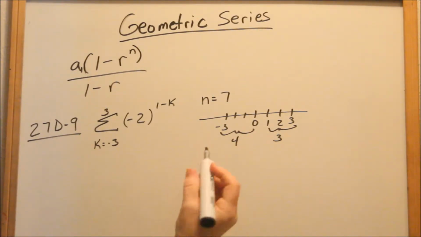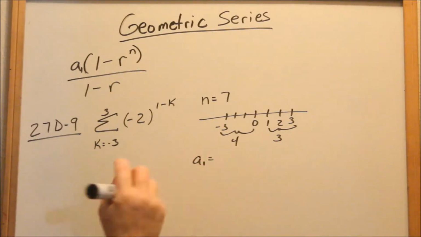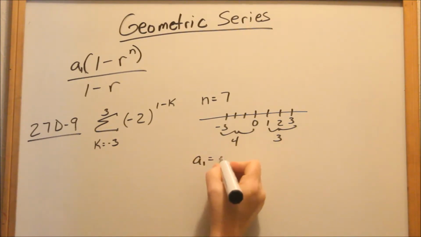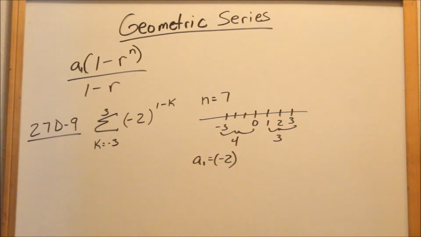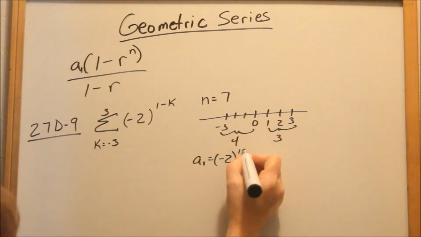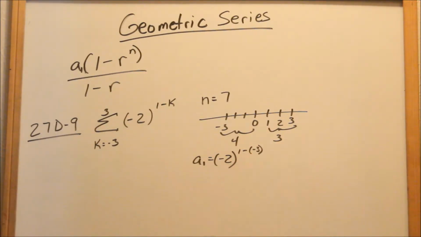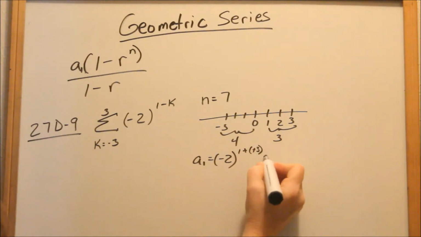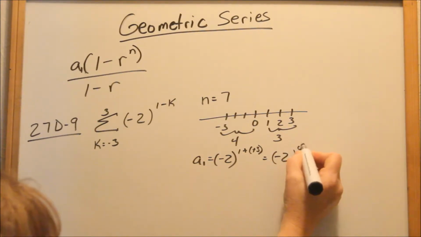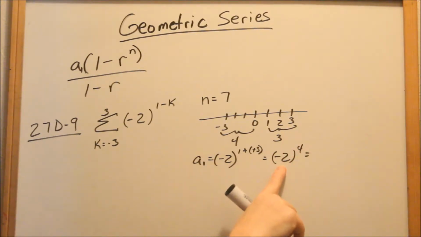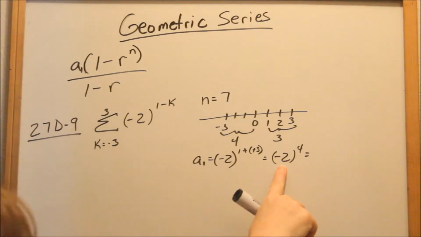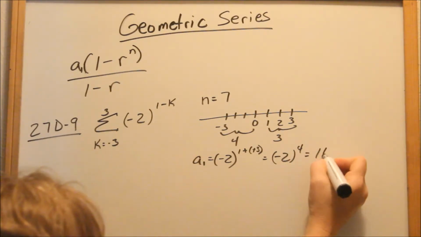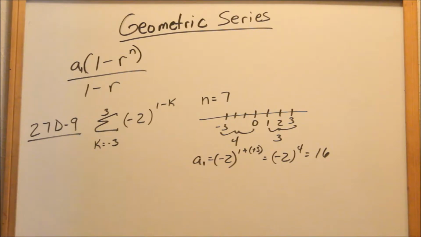Now a sub 1 is found by taking your first number and substituting it in for k. Watch your signs. So you have (-2), parentheses, those parentheses make a huge difference, to the 1 minus k, and k, the first one, is -3. So 1 minus a -3. Minus a negative becomes a positive. So that becomes (-2) to the 4th power. A negative to the 4th power will be a positive, because a negative times a negative times a negative times a negative is a positive, and 2 to the 4th is 16. So your first term is 16.